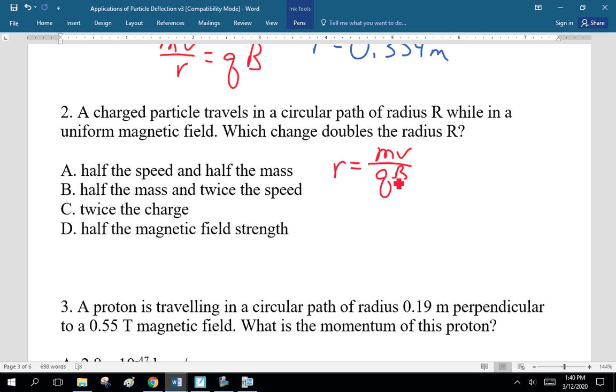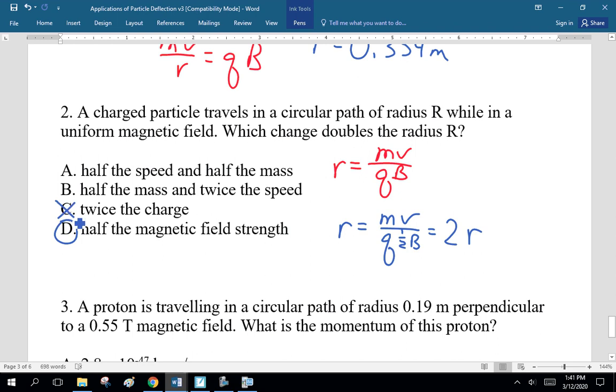Somebody blurted out an answer. Was it B or D? Why'd you say D? Because it works. Yes, r is mv over q times one half B, so you're doubling the radius. Yes. Twice the charge will cut it in half, doesn't work.